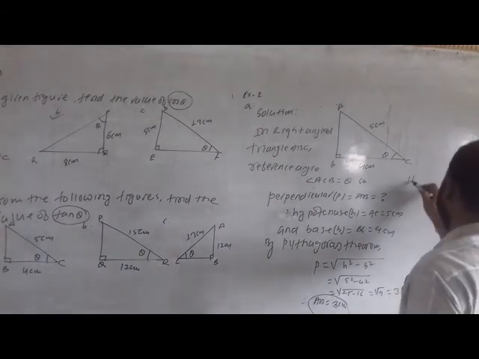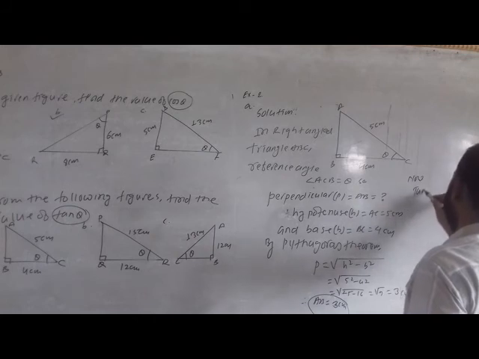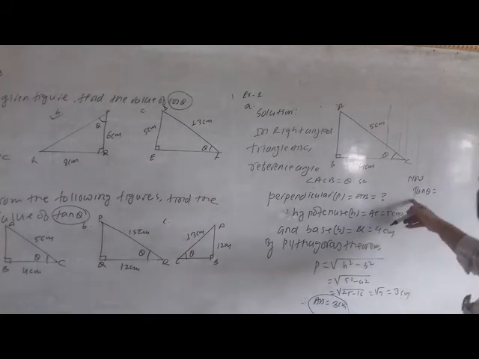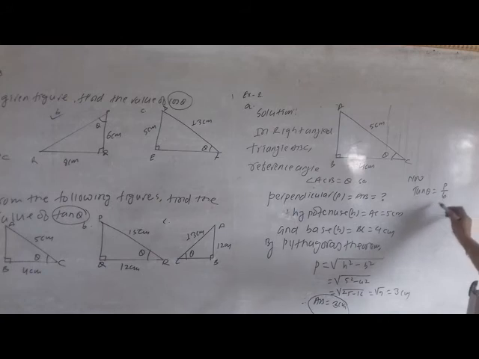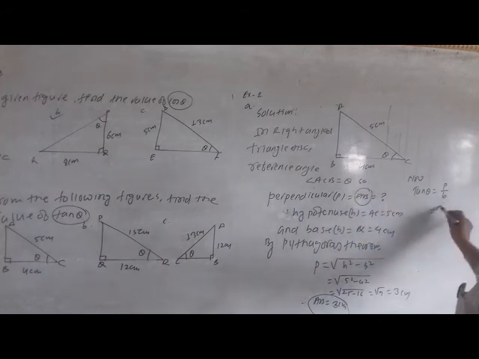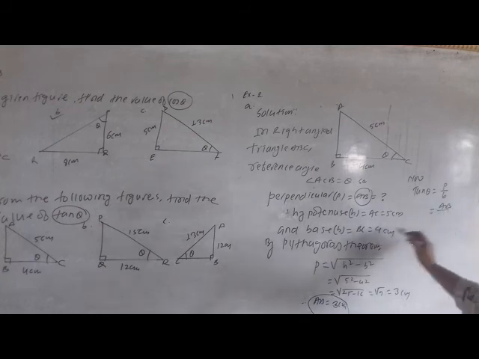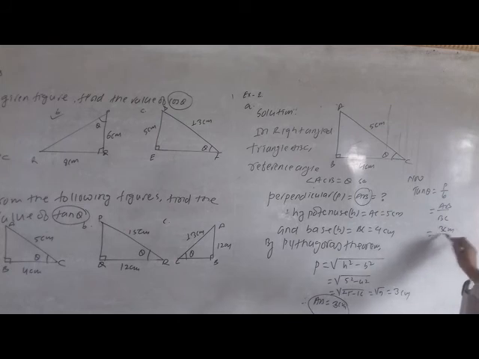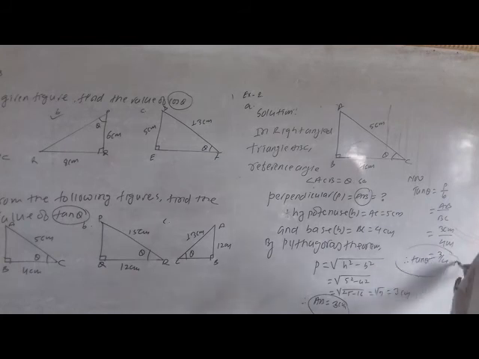Now we know the value of tan theta. What is the formula to calculate tan theta? P by B. Where P represents AB and B represents BC. What is the value of AB? 3 cm. What is the value of BC? BC is equal to 4 cm. We have here 3 by 4. This is the required value of tan theta.